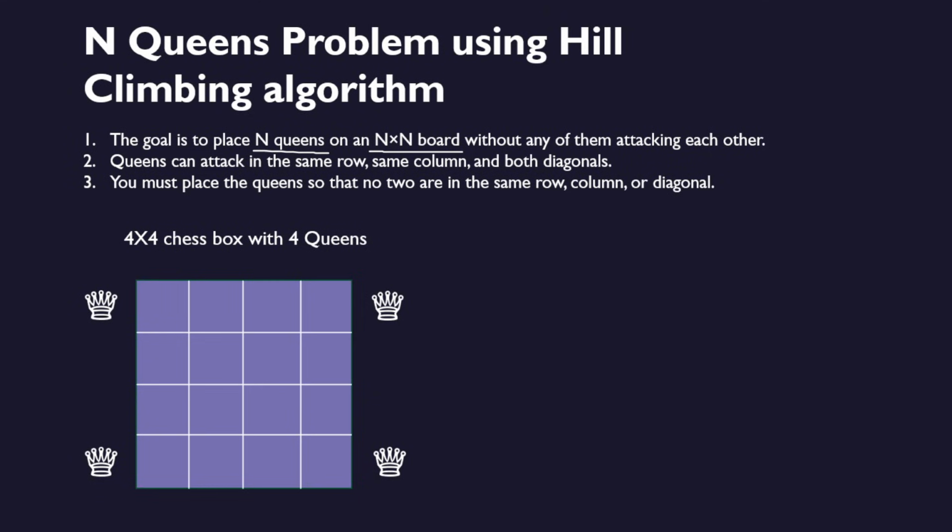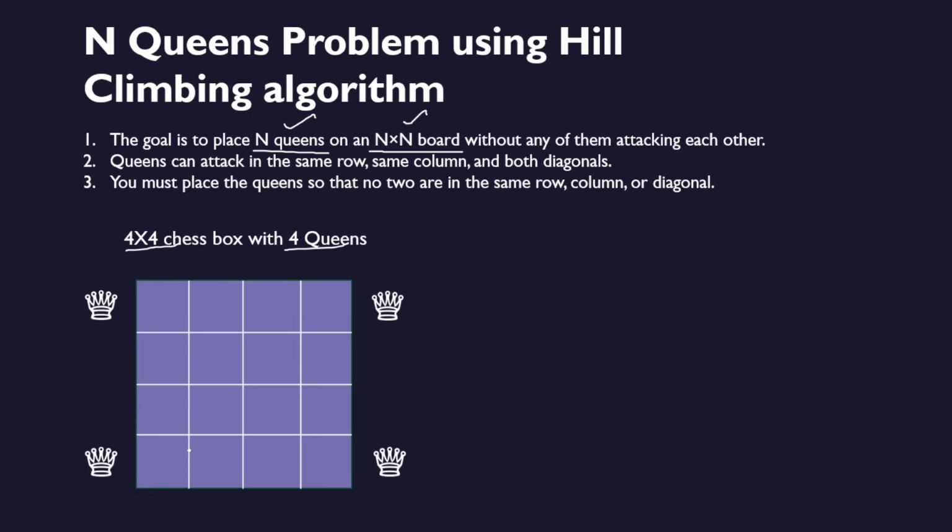In this video, I'm going to be explaining the n-queens problem using the hill climbing algorithm. For this scenario, you have to take n queens and an n cross n chessboard, and you have to place all these queens in such a way that they don't attack each other. So for this scenario, I have taken a 4 cross 4 chessboard with 4 queens.